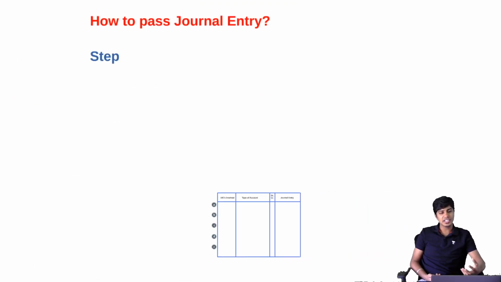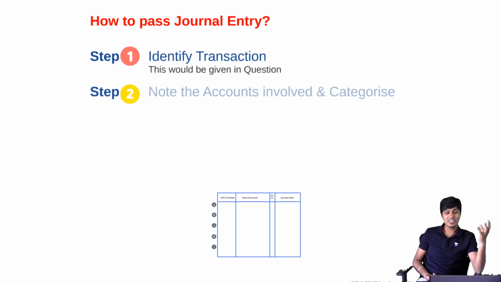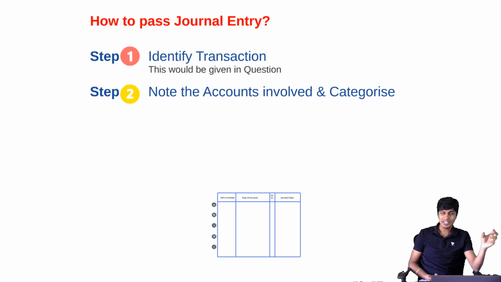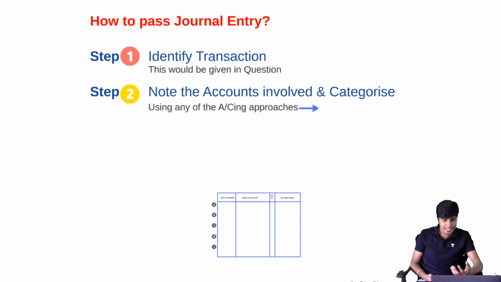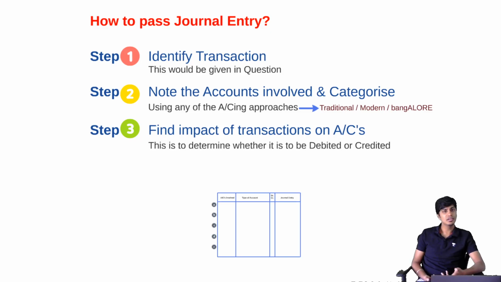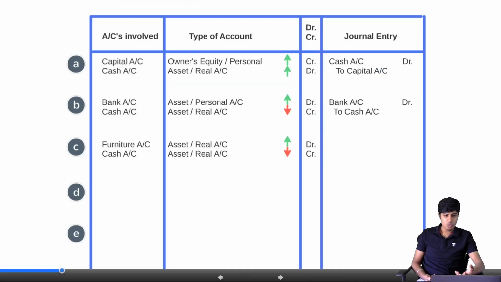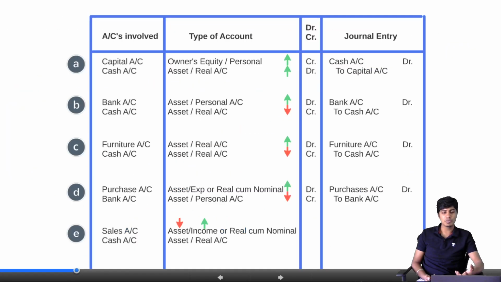And once a transaction is written in the journal, how do we pass journal entries? You guys should be knowing it by now. Identify the transaction in the first place, then identify what accounts are involved in it, categorize them into either asset, liability, expense, income criteria, or real, nominal, personal criteria. Then identify whether it is to be debited or credited, based on the impact that's created on them, and that's how you finally pass your journal entry. I've given a few demo cases, a few transactions, based on which we'll pass journal entries.